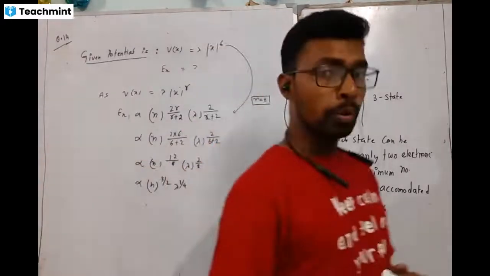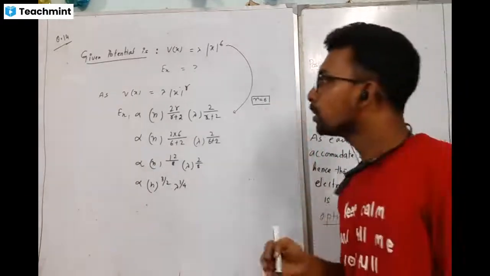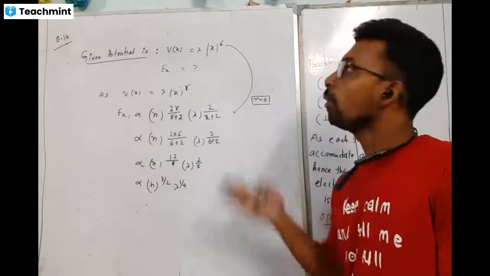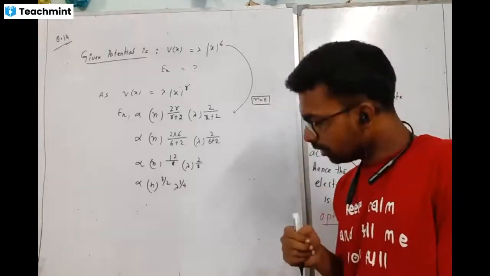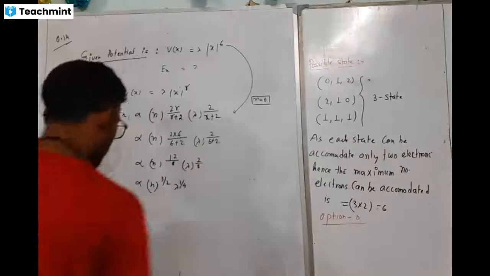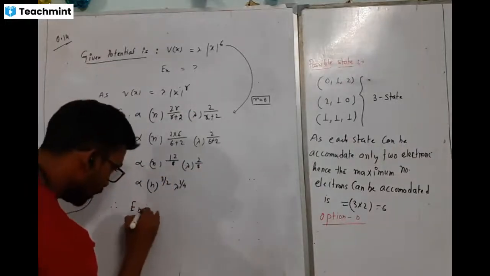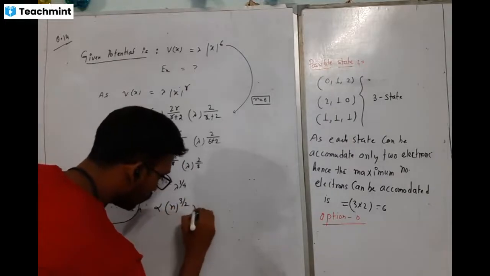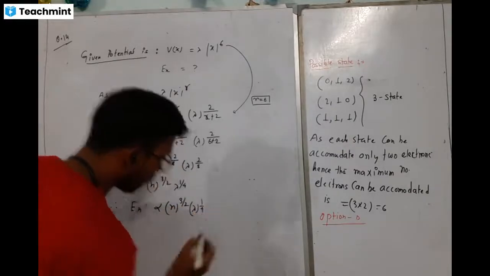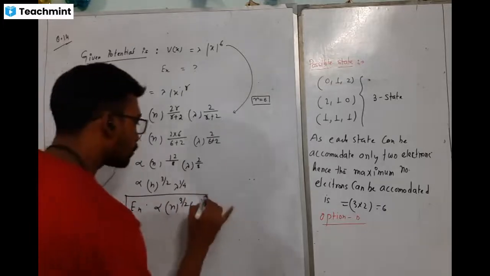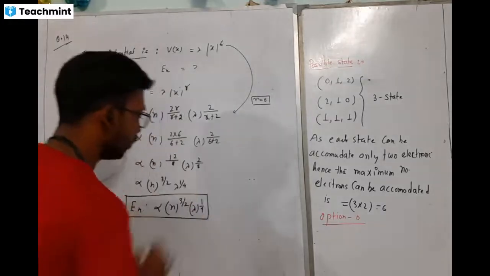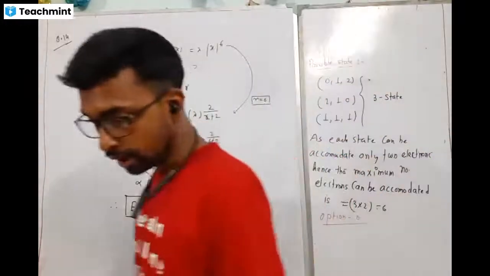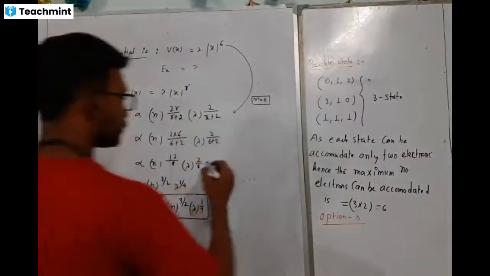So using the WKB method, you can find the energy expression for the corresponding energy state of the given potential. The energy En is directly proportional to n to the power 3 by 2 and lambda to the power 1 by 4. This is your result. So option A is the correct answer.